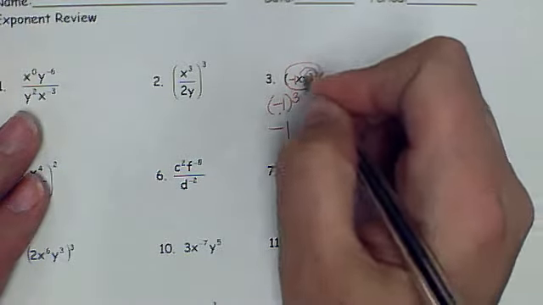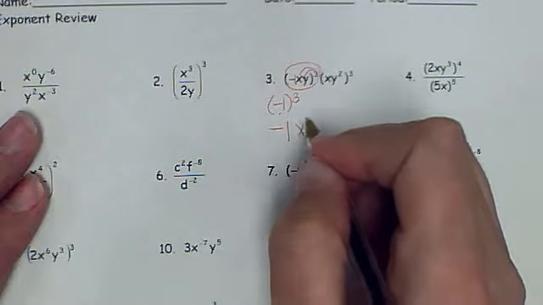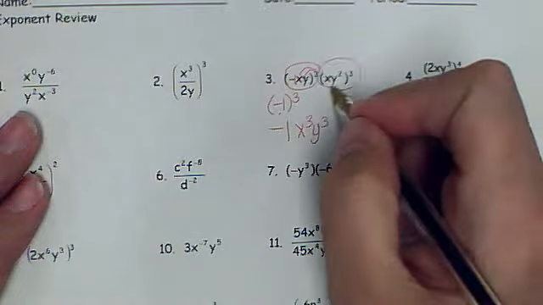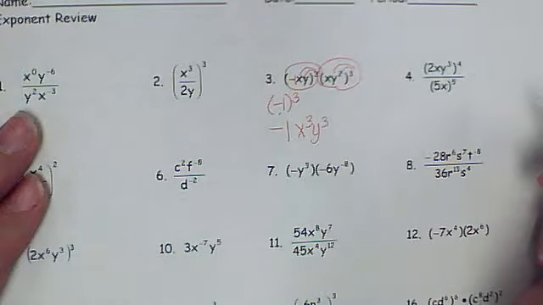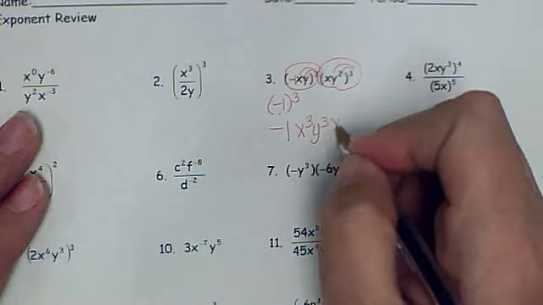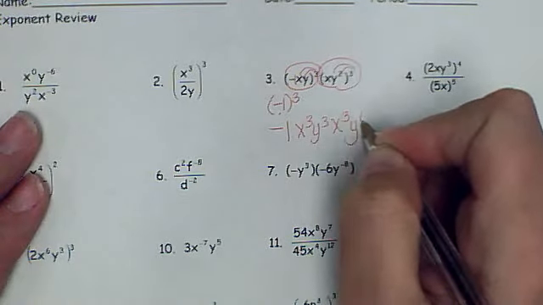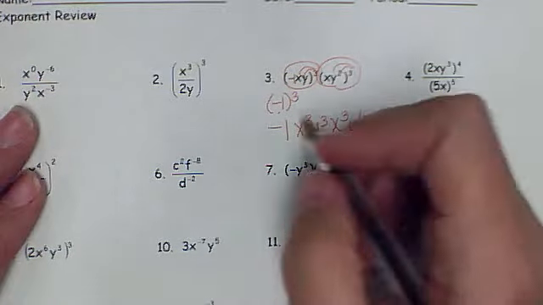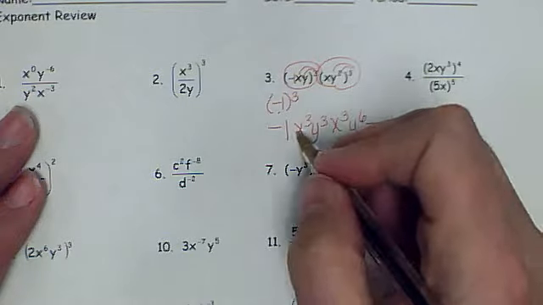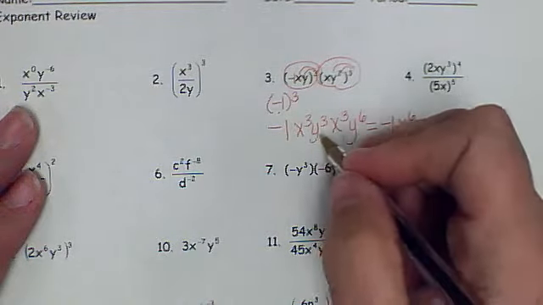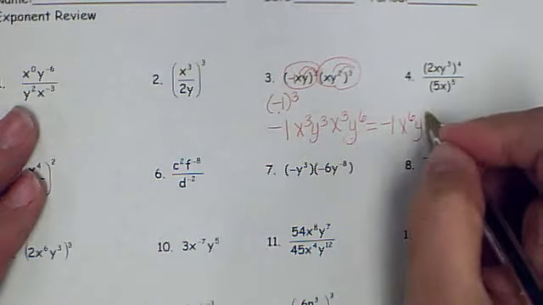Then I distribute that 3 to the x and y, and I get x to the third, y to the third. Now the second half I do the same thing, distribute the 3, distribute the 3. There was no coefficient there, so that saved me some time. So for x, it's x to the third, for y, it's y to the 6th. Then I have to put all that together, and I get negative 1. X to the third times x to the third makes x to the 6th. Y to the third times y to the 6th makes y to the 9th.